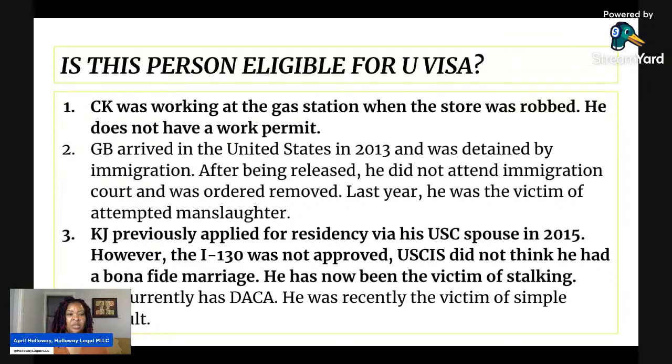Number two, GB arrived in the United States in 2013 and was detained by immigration. After being released, he did not attend immigration court and was ordered removed. Last year, he was the victim of attempted manslaughter. Now, is GB going to be eligible for a U visa based on those facts? I'll give you a second to consider it. Take some time to think about it.